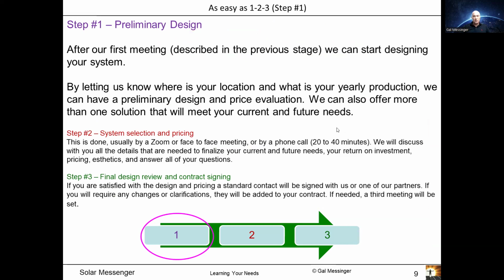By letting us know your location and yearly production, we have enough information to create evaluations and a preliminary design of your system, which means it is still going to change according to the feedback you give us. We also have to cover the current and future needs of your family, your business, yourself. Very important. For instance, if you want to buy an electric car or change your furnace to a heat pump-based furnace, it's going to change your electricity consumption greatly.